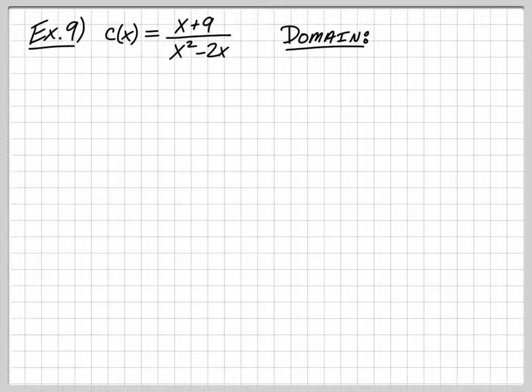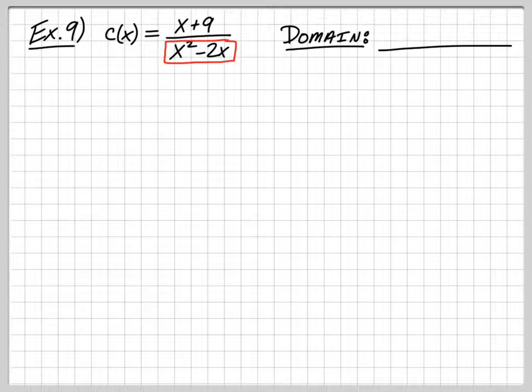Okay, example 9. 9 of 10, one more after this. Here's a function, c of x equals x plus 9 divided by x squared minus 2x. If I ask you about domain, there should be an alarm going off in your head because you see variables in the denominator. The ones on top I don't worry about. The ones that bother me are the ones in the denominator. So we know we're going to have restrictions. When we talk about domain, you have to look at that denominator and ask, when will that thing be 0? Because that's where I'm going to be restricted.